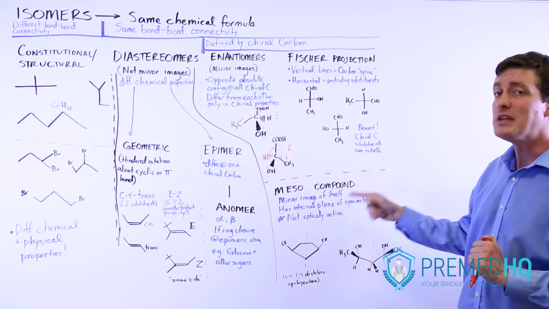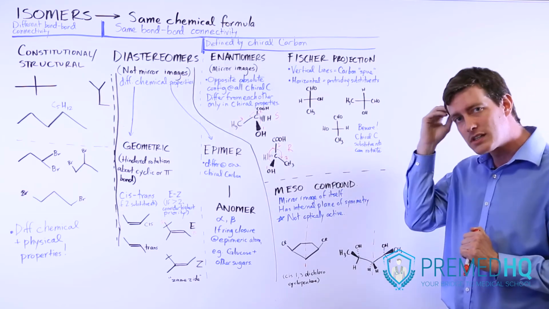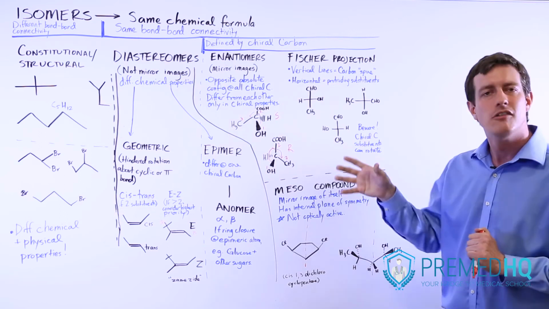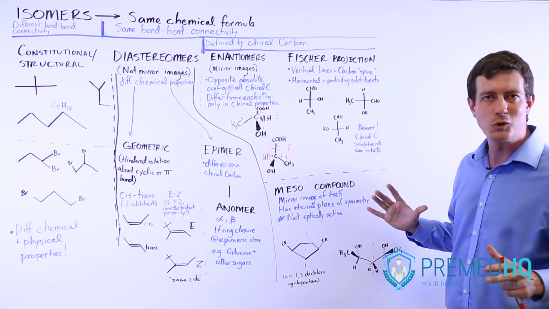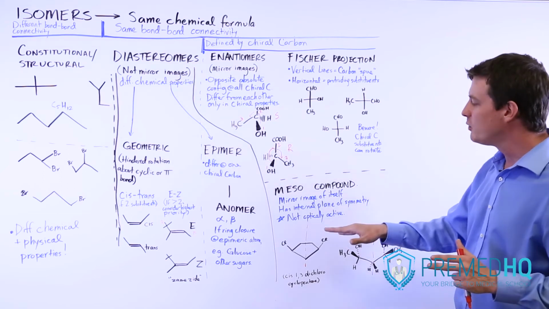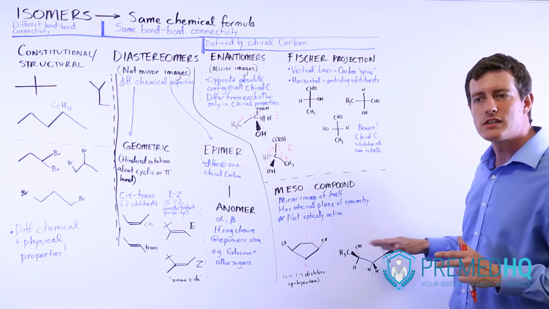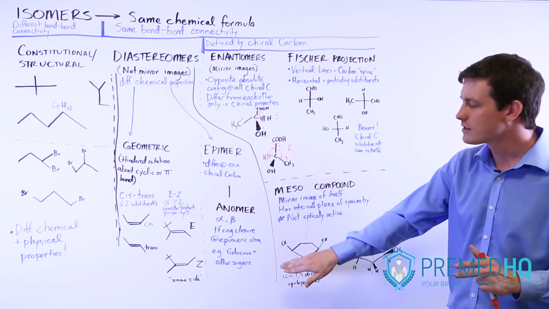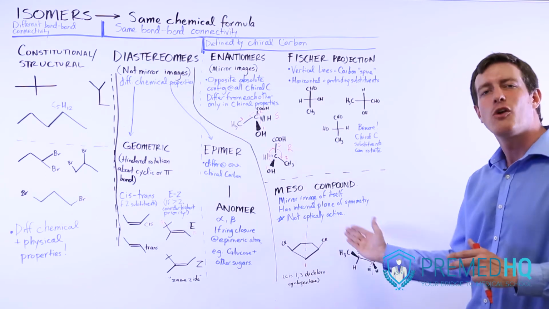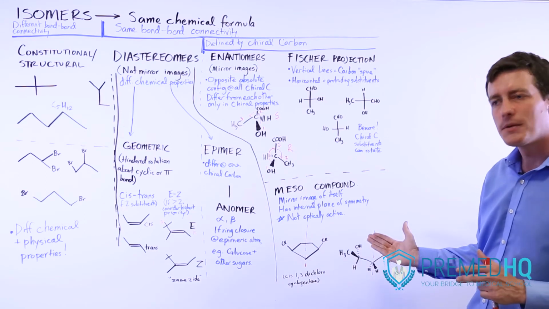So be aware of meso compounds, because a lot of times the inclination is to look at something, find a chiral carbon, and assume that therefore it must rotate light. But there will be no net rotation of light because this meso compound is one that has counterparts where one side will rotate it in one direction and one will rotate it in the other direction.